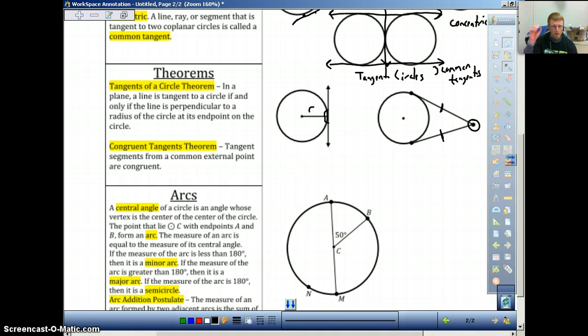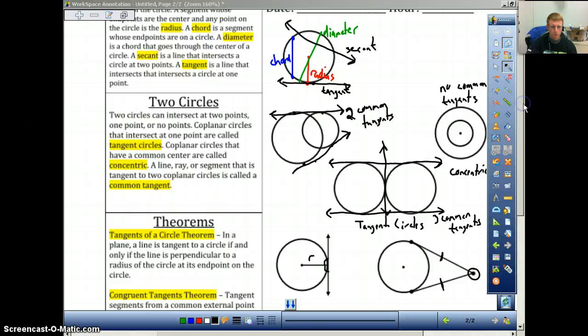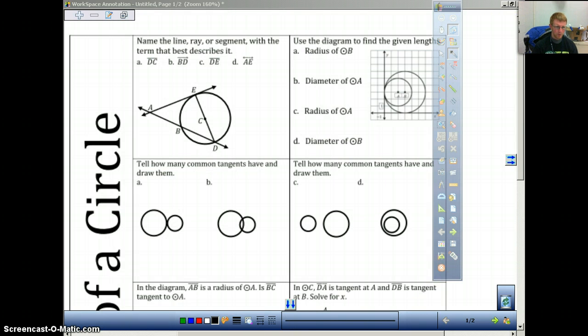Okay, so what I want to do is, based on these definitions right here, we're going to flip the paper over, and we're going to go through the 3 examples on the other side. All right, so in this first example, what it's asking us to do is we want to name each of these. So like DC. So DC is this segment right here. So what are we going to use to describe that? Well, if it's on the edge of the circle and going to the center, then DC is a radius. That's one of the definitions we just went over.